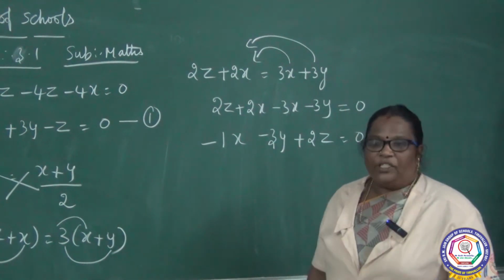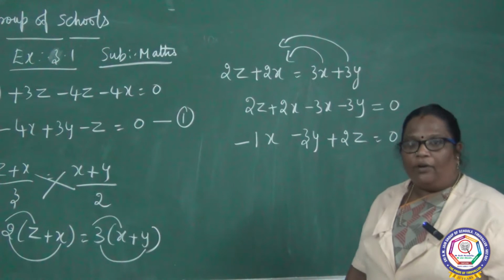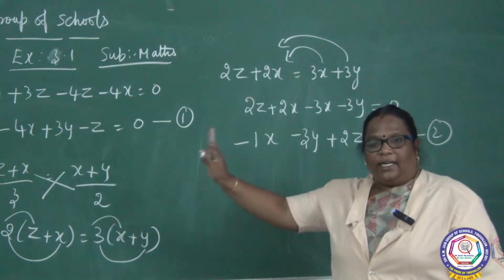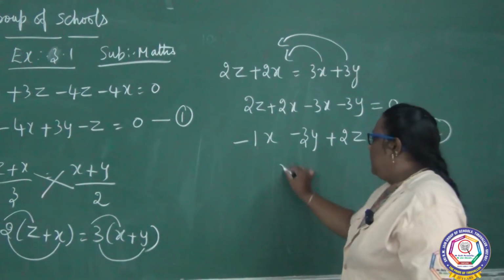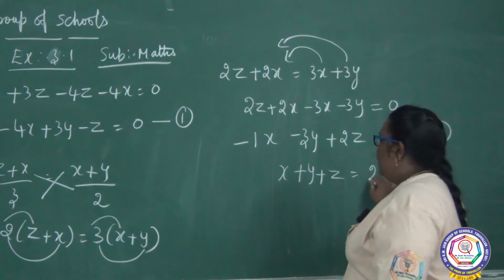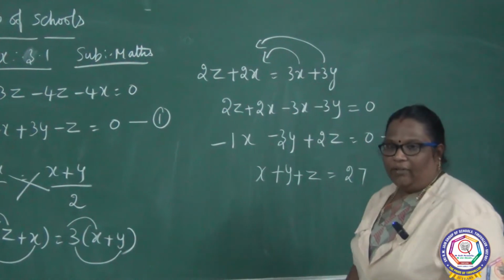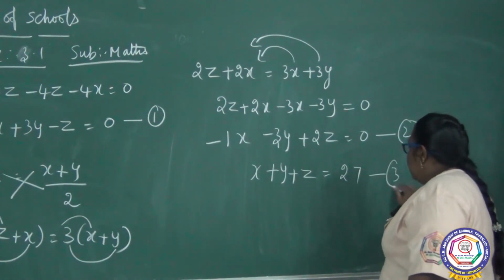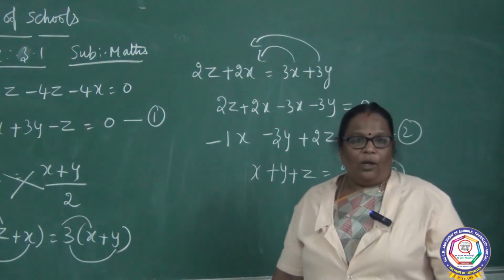What is the third equation? It is already given in the sum itself, so you can take it straight away. That is the third equation: x + y + z = 27. This is the third equation.